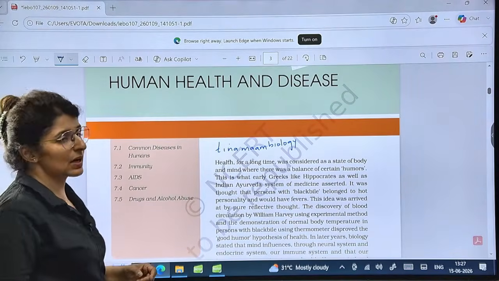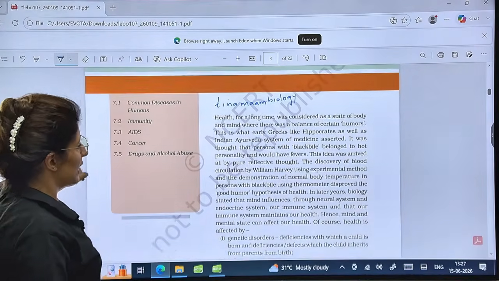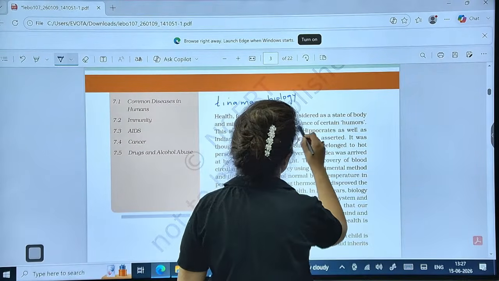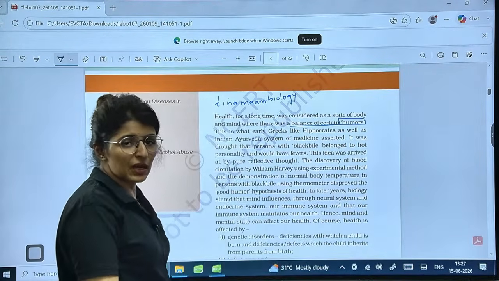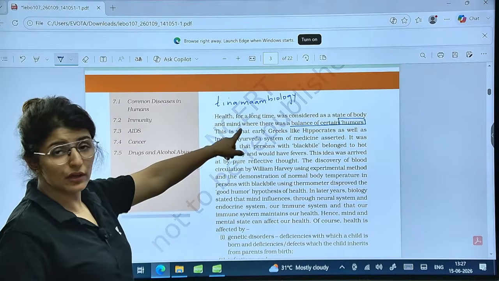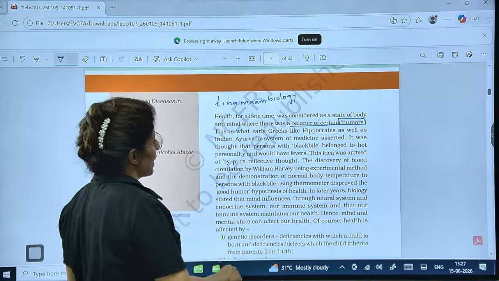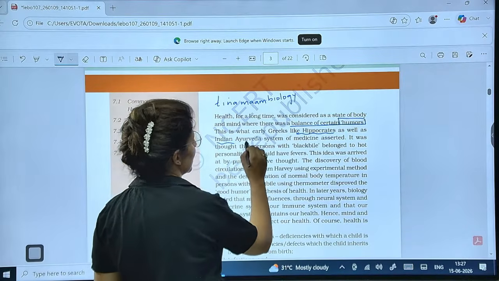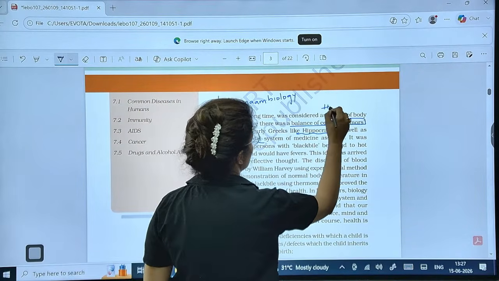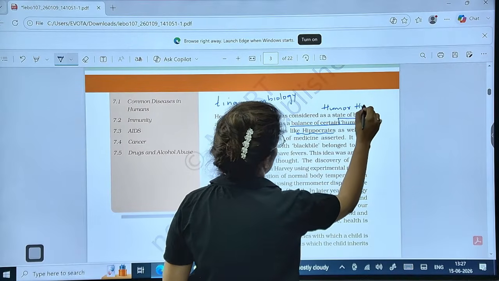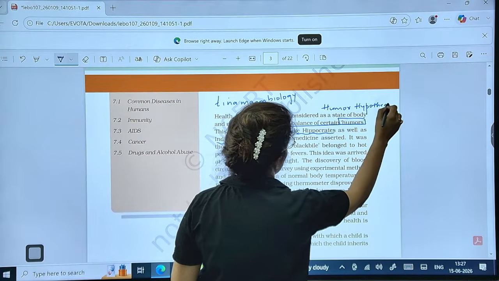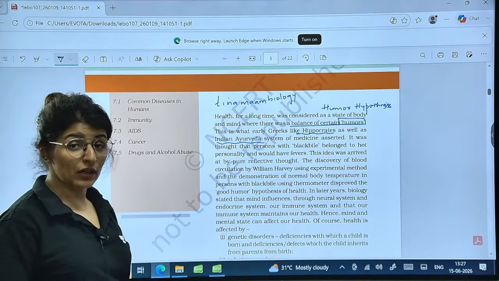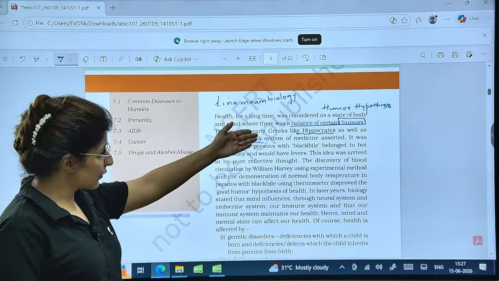Let's move on to the next chapter, guys, that is health and diseases. Earlier we used to believe that it was a balance of certain humors which kept the body healthy. This is according to Ayurveda, the humor hypothesis. Hippocrates and Indian Ayurveda both believed in this humor hypothesis. See, Hippocrates is the same person in whose name you take an oath after MBBS. So it's the Oath of Hippocrates.